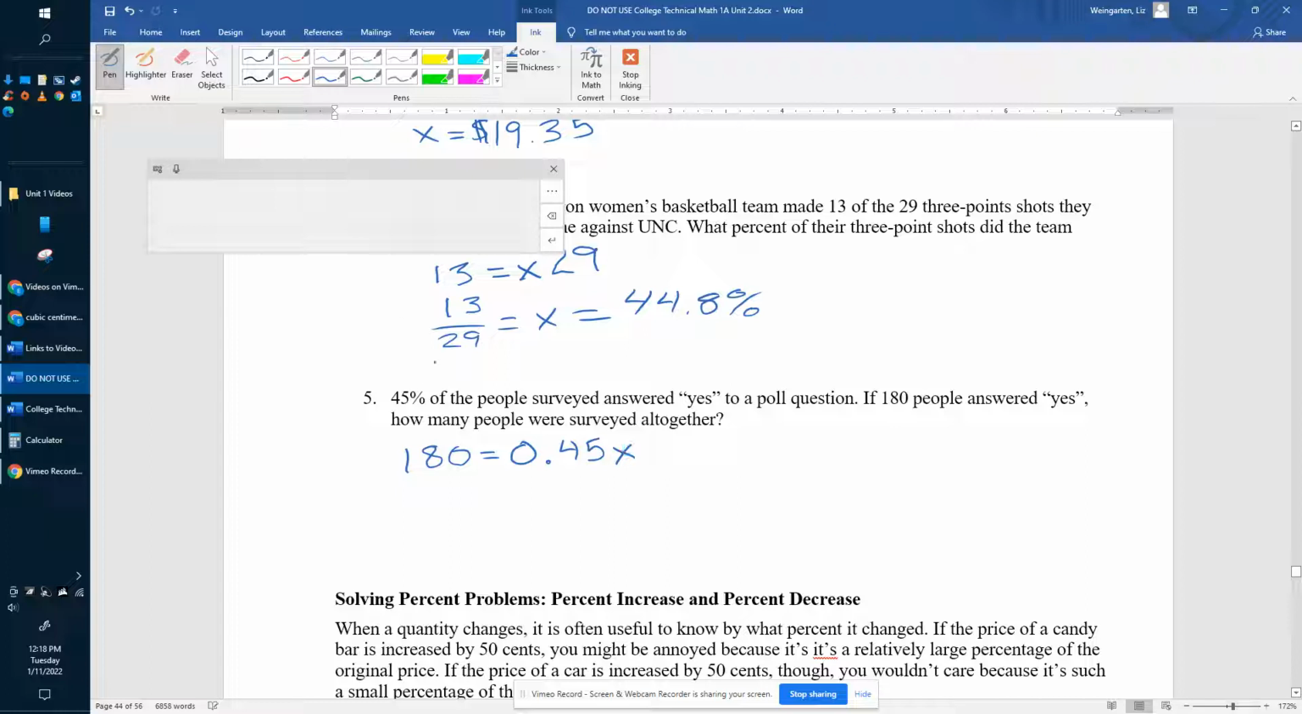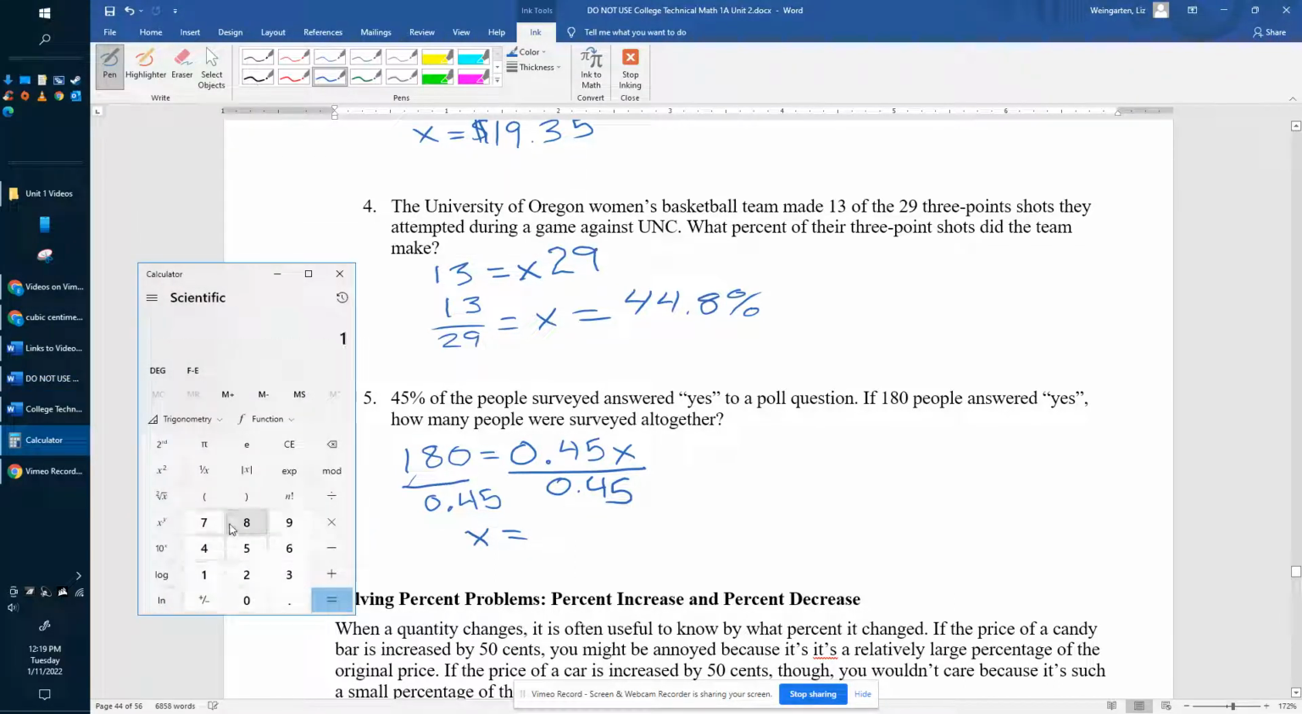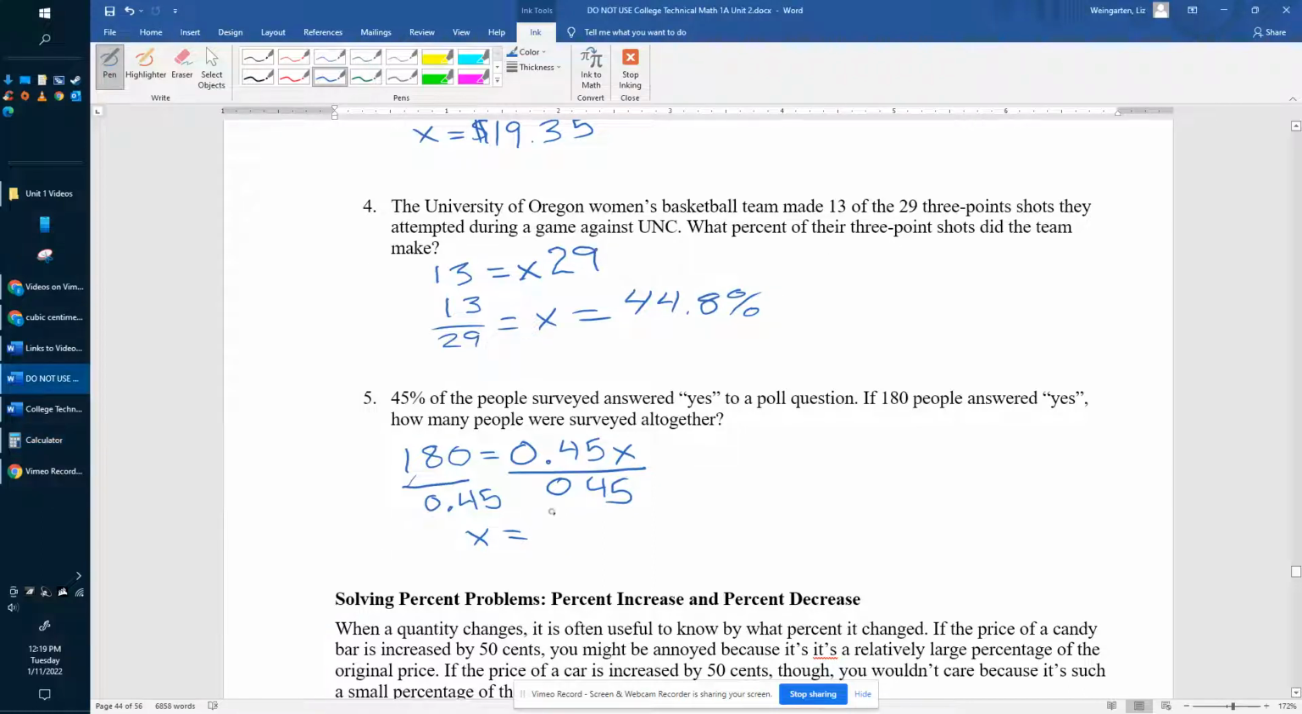Now we have to solve for x. We'll divide both sides by 0.45. 180 divided by 0.45. And we get 400 people total.